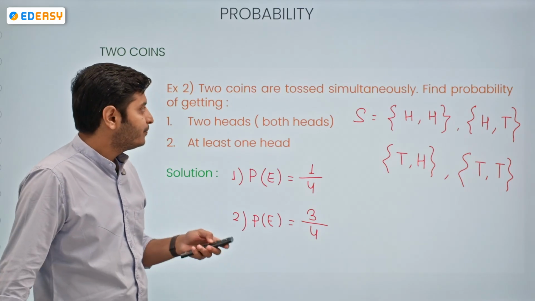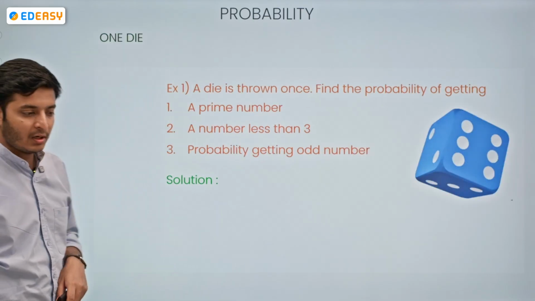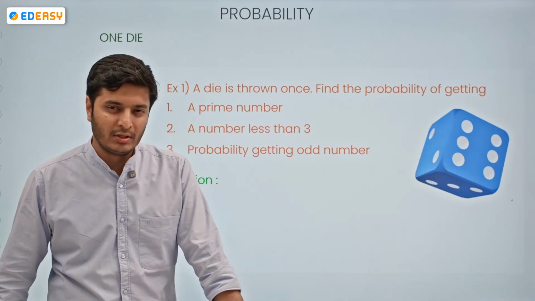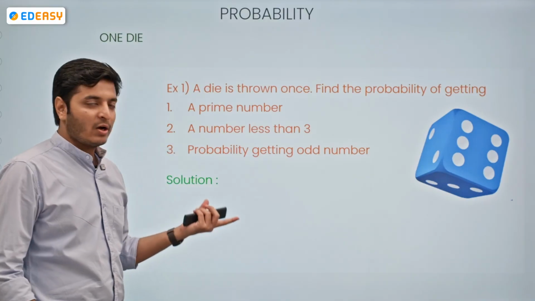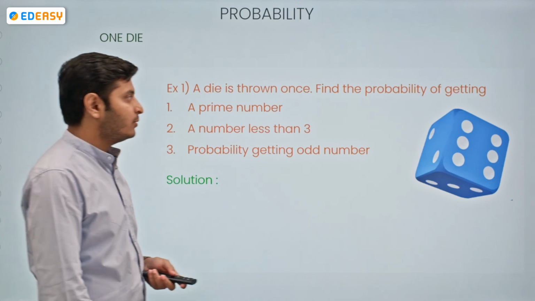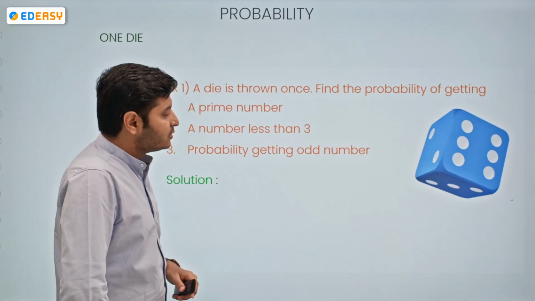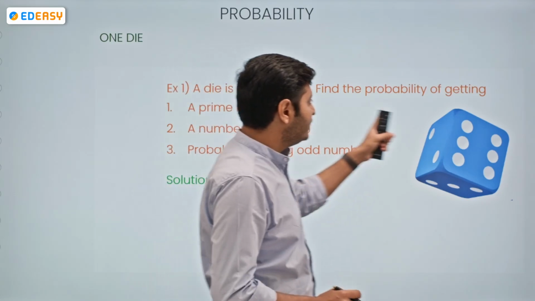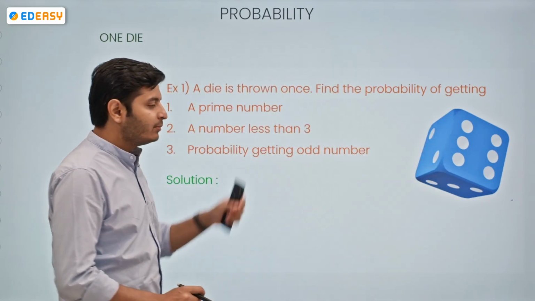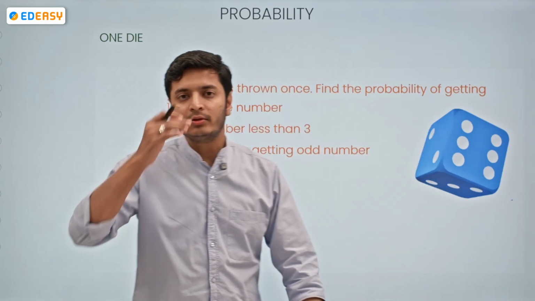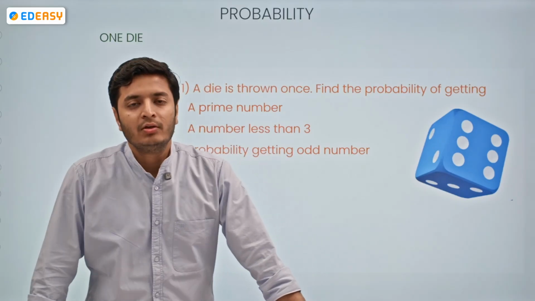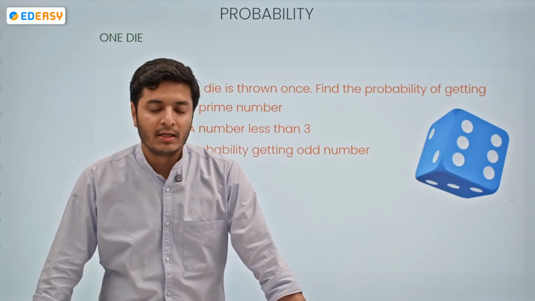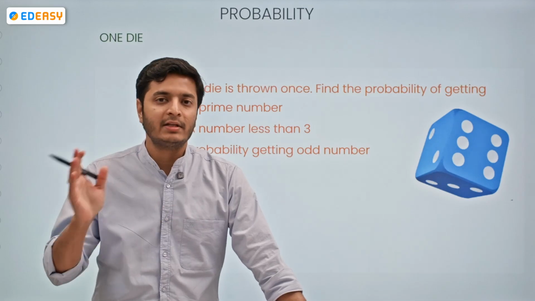Okay, now the next one, dice problem. If you are playing board games, you are going to use dice, right? So what are the different possibilities of probability? A die is thrown once. Find the probability of getting a prime number. So first thing, as I told you, in your board exam, you are going to write the sample space first. It is going to give you clarity. It is going to give the examiner clarity.